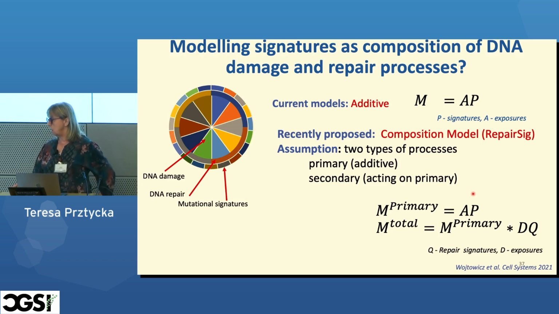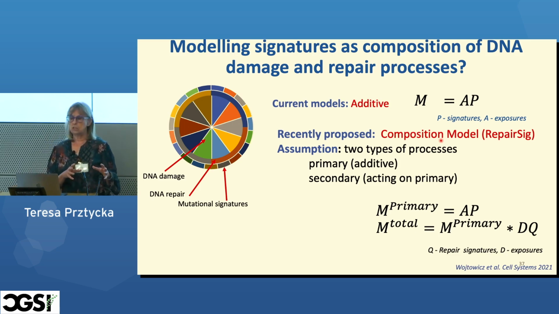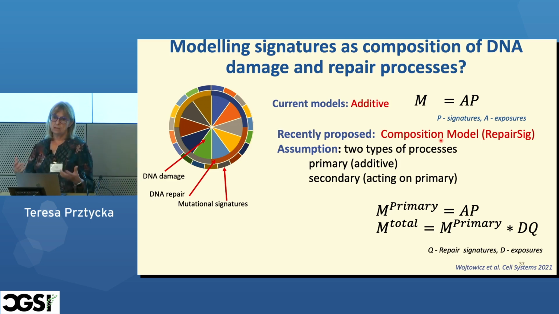So in Recomp a couple of years ago, we proposed a model that, rather than being linear, relies on the composition of two types of mutational signature. We divided mutational signatures into primary, which we think of as environmental signatures, those that cause damage, and secondary, typically related to DNA repair. For the primary signatures, we use additive models like before, but we assume that the secondary signatures, the DNA repair signatures, act on the results of the primary processes.